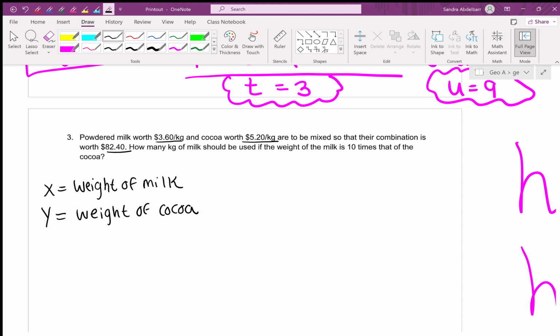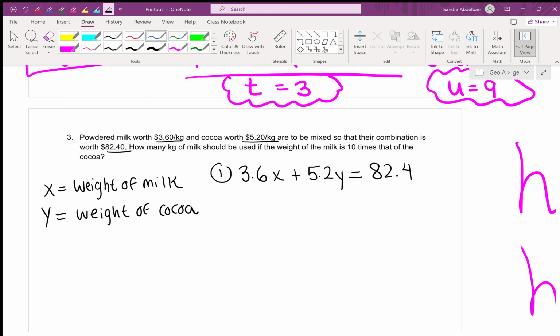All right, do we know how many kilograms of milk or how many kilograms of cocoa we're using? No, but we know for every kilogram of milk, it's worth $3.60. So we're going to take $3.60 and multiply it by the amount of weight we're going to use, right? So my first equation is going to be 3.6. Do I need to put that 0 in? No. 3.6x plus 5.2y equals how much? 82.4. That's my first equation.